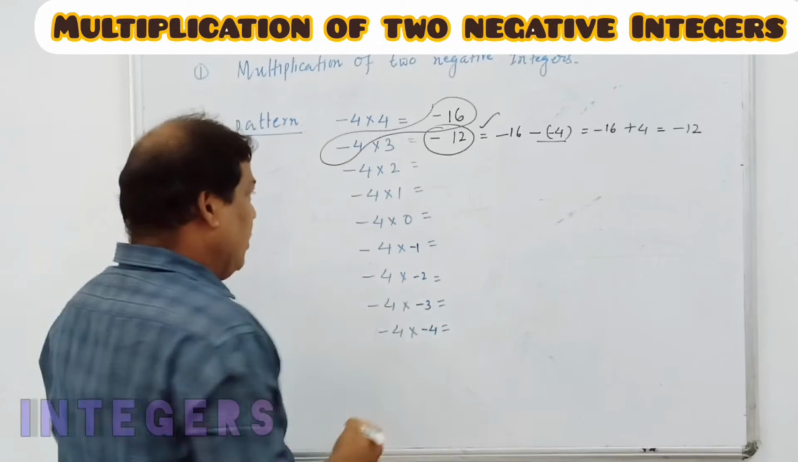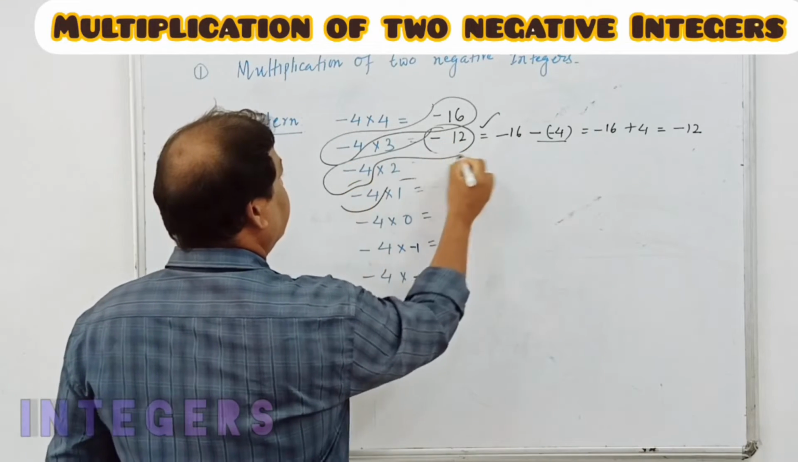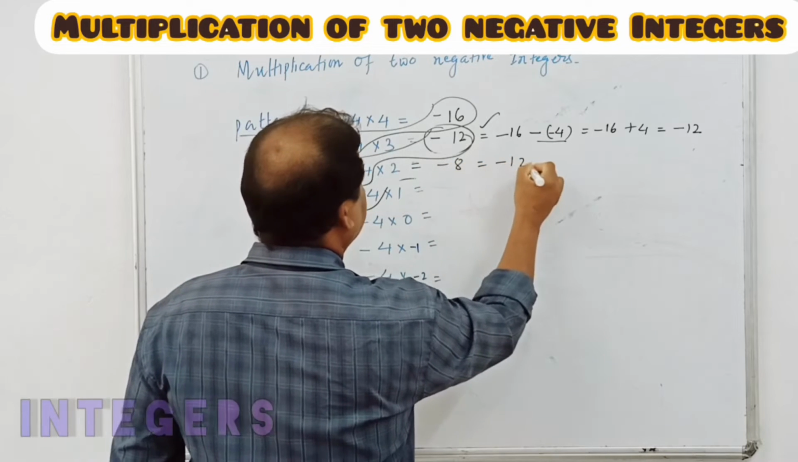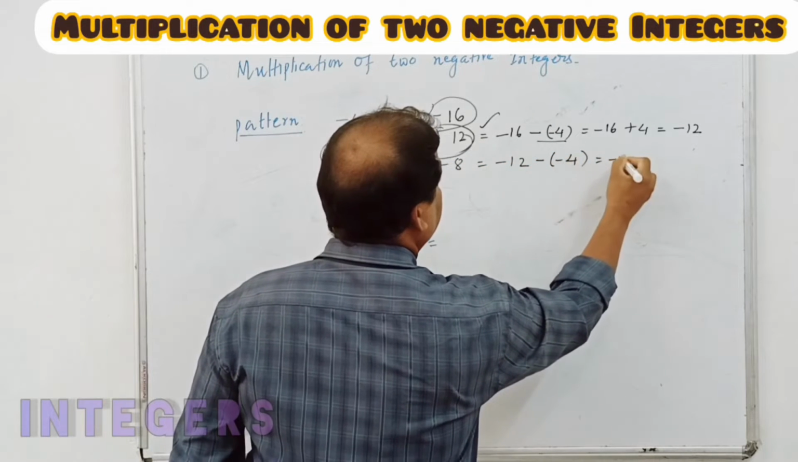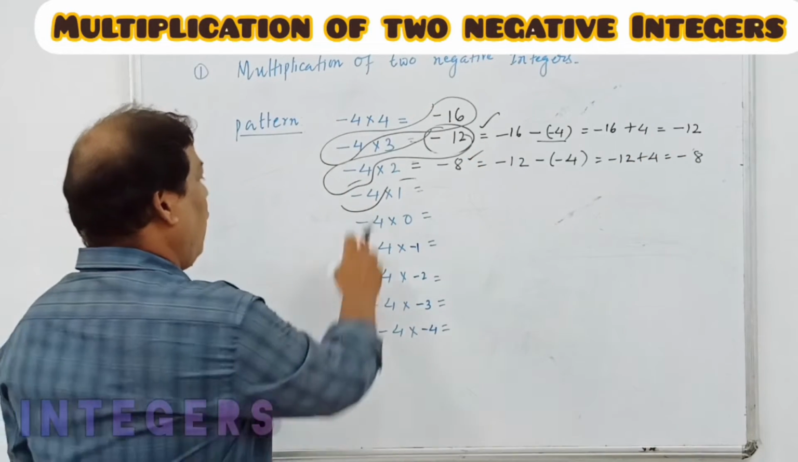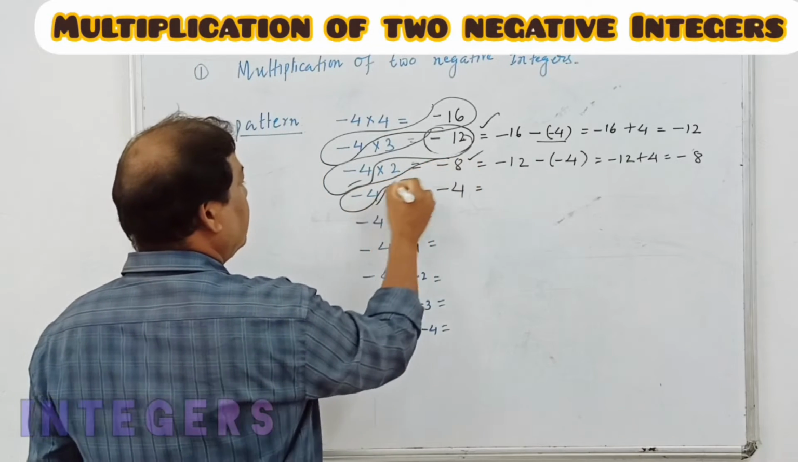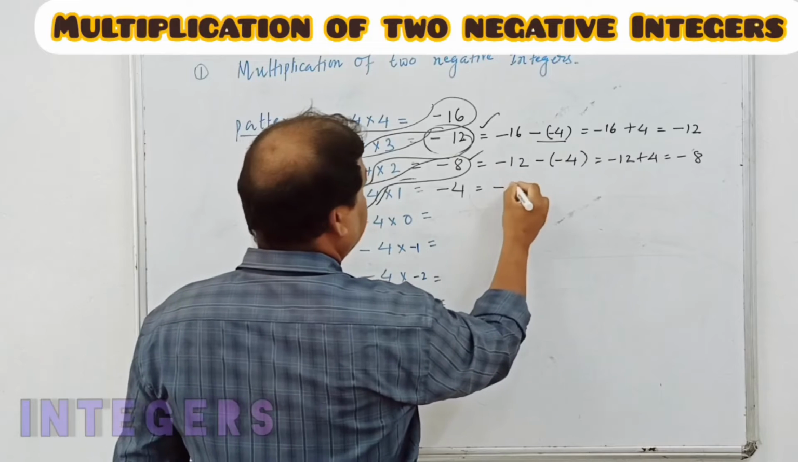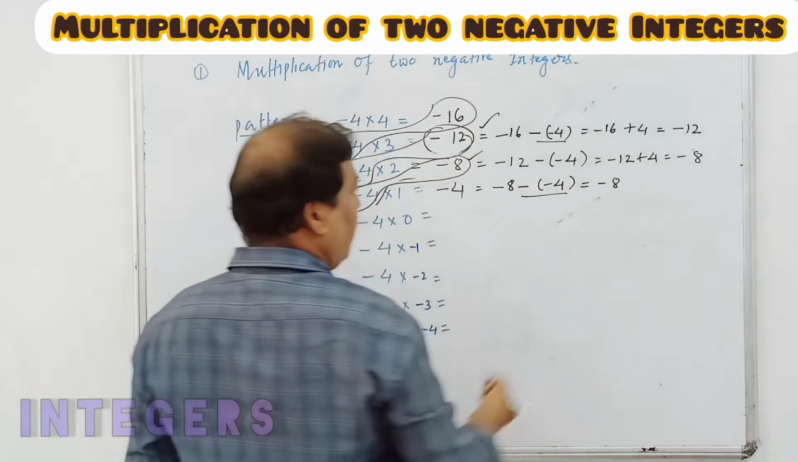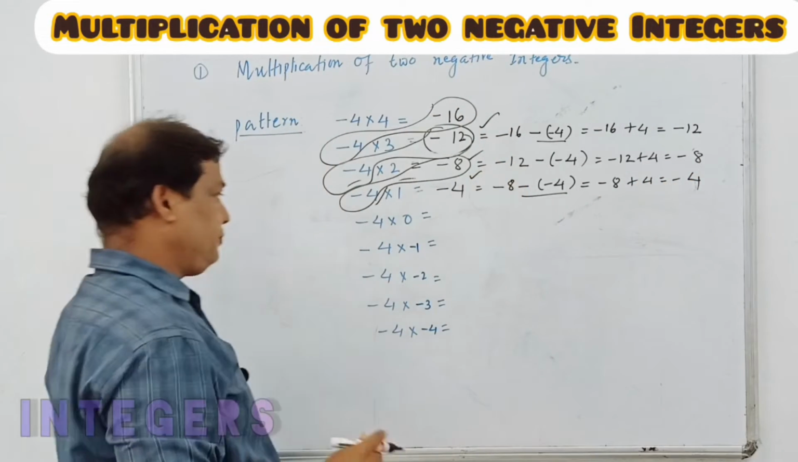In the same pattern, we subtract minus 4 from this minus 12. Minus 12 plus 4 is minus 8. So here is minus 8. Then 4 times 1 is minus 4. You subtract minus 4 from minus 8, that is, minus 8 plus the additive inverse of minus 4, which is plus 4. Here comes minus 4. So here is minus 4.